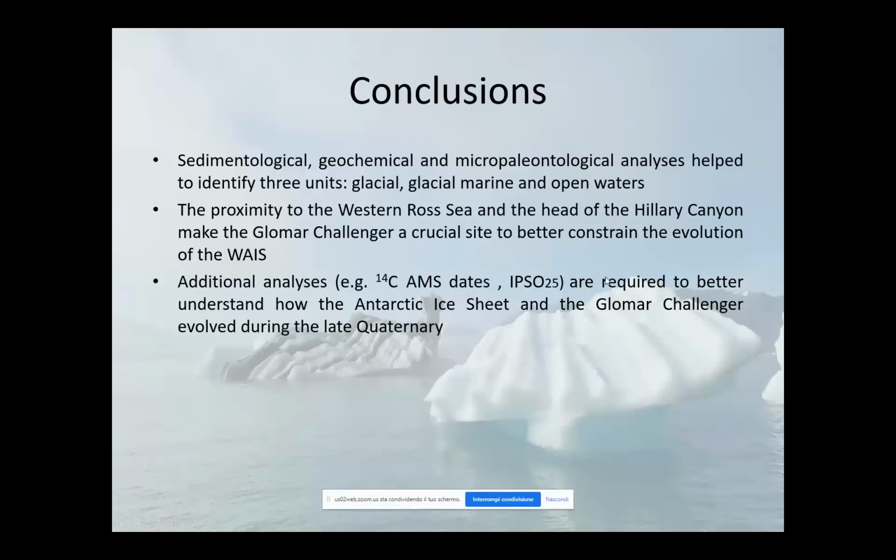So to conclude, the sedimentological, geochemical, and micropaleontological analysis helped us to identify these 3 units: glacial, glacial marine, and open waters. And the proximity of the Western Ross Sea and the proximity of the Glomar Challenger to the Pennell Basin and the head of the Hillary Canyon makes the Glomar Challenger a crucial site to better constrain the evolution of the West Antarctic Ice Sheet. But also, obviously, additional analyses are required.